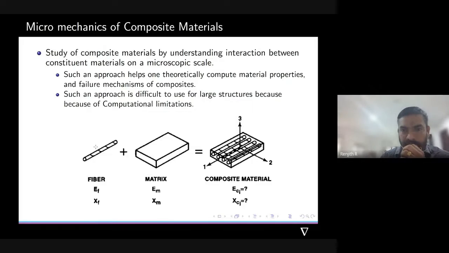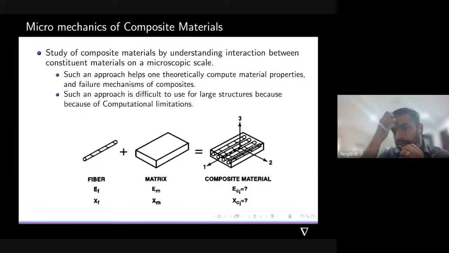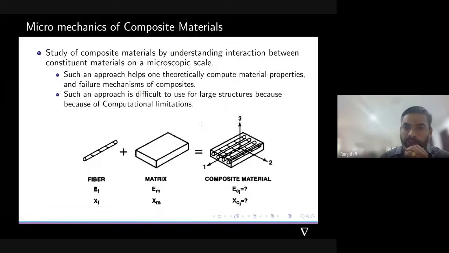So the matrix can be treated as the gluing one, and fiber we can treat as a reinforcement. If we combine these two different materials together, we'll get a composite. And the composite mechanical properties that we will calculate are with respect to the macroscopic approach. If you purely consider the elastic region, Young's modulus and Poisson's ratio are taken as the elastic properties for an isotropic material.